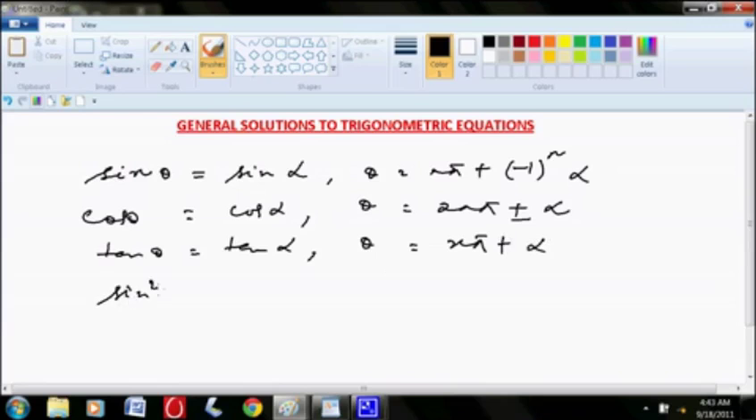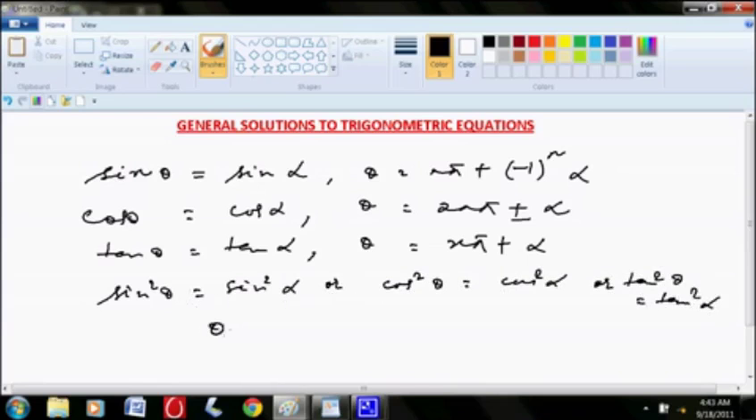Then if I have sin square theta equals sin square alpha, or cos square theta equals cos square alpha, or tan square theta equals tan square alpha, all these three carry only one formula, that's theta equals n pi plus or minus alpha.